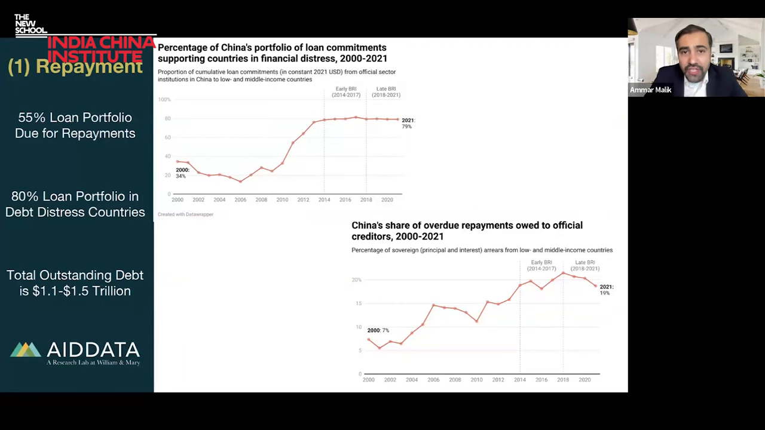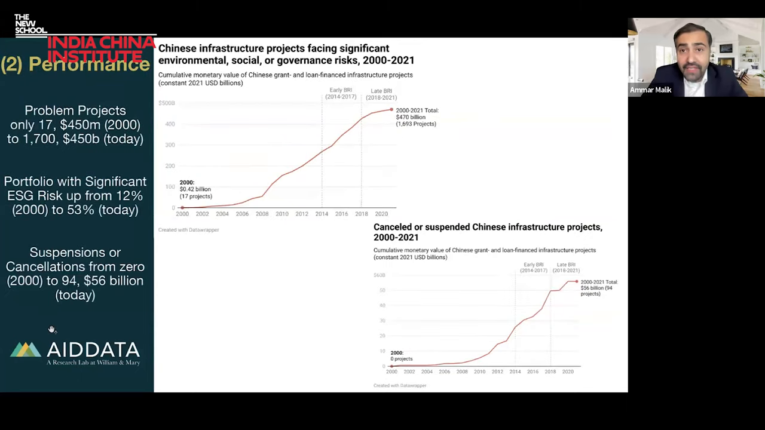And this is happening just at the wrong time from China's perspective, because 80% of the loan portfolio around the world is in debt-distressed countries. Countries are not able to keep up with their payments for a whole host of reasons, sometimes in their control, sometimes not in their control. And so basically, China is looking at a $1 trillion debt recollection effort, and that is a big challenge that they are facing. Second challenge that they're facing is on the performance of those loans.